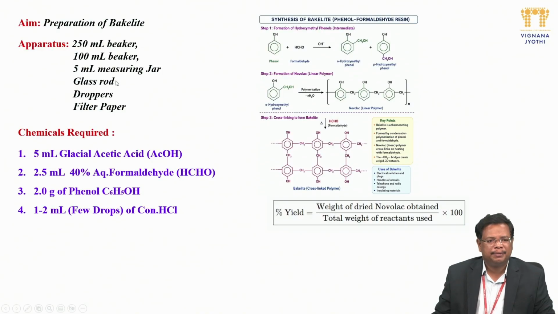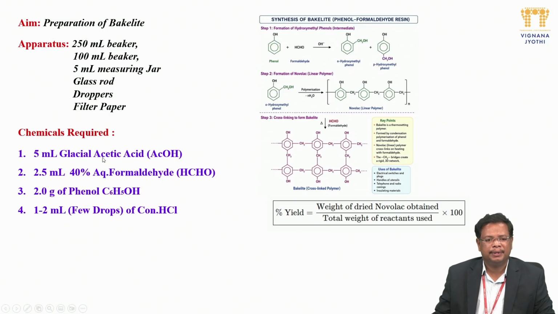For the preparation of bakelite, the apparatus required is a 250 ml beaker, 100 ml beaker, 5 ml measuring jar, glass rod, droppers and filter paper. Chemicals required: 5 ml glacial acetic acid, 2.5 ml of 40% formaldehyde, 2 grams of phenol and 1 to 2 ml of concentrated HCl. So these are the chemicals required.